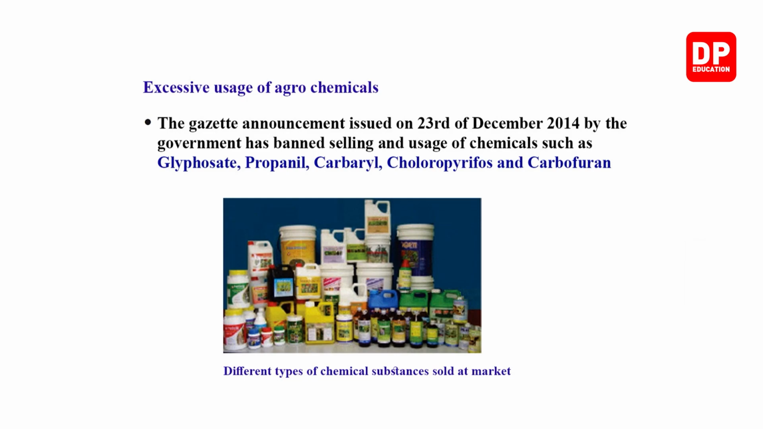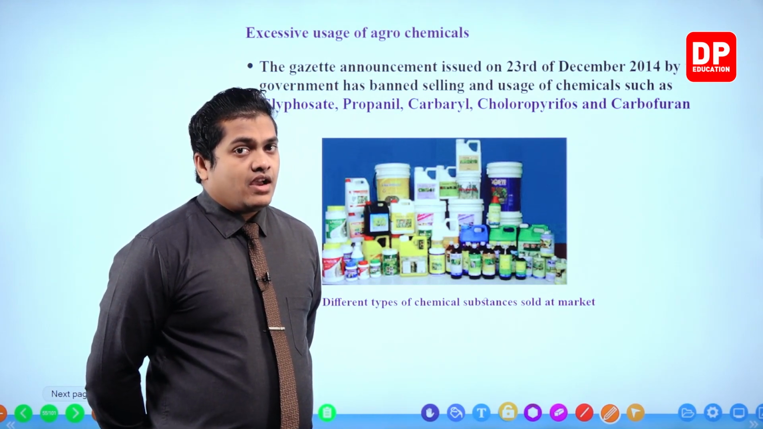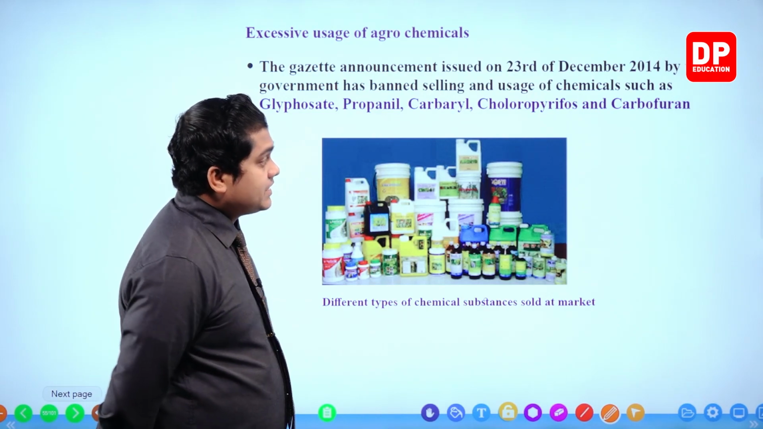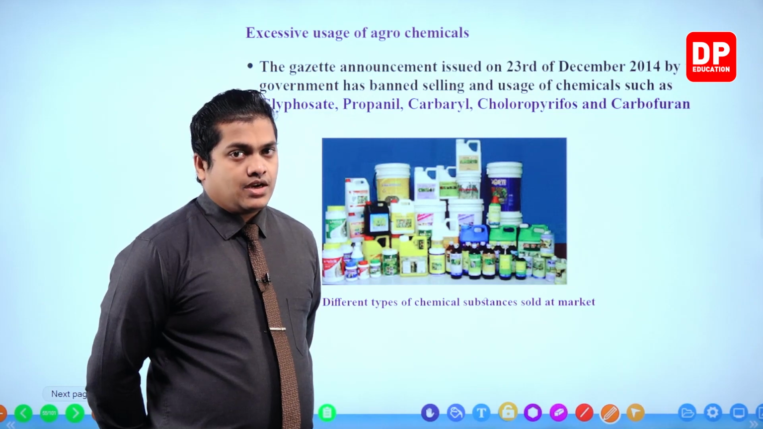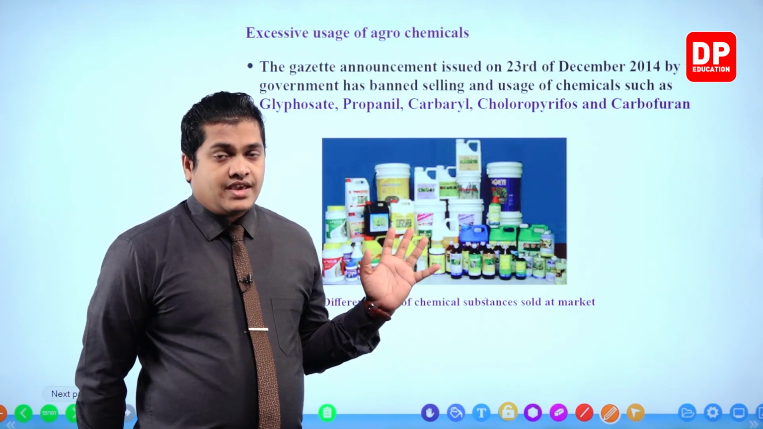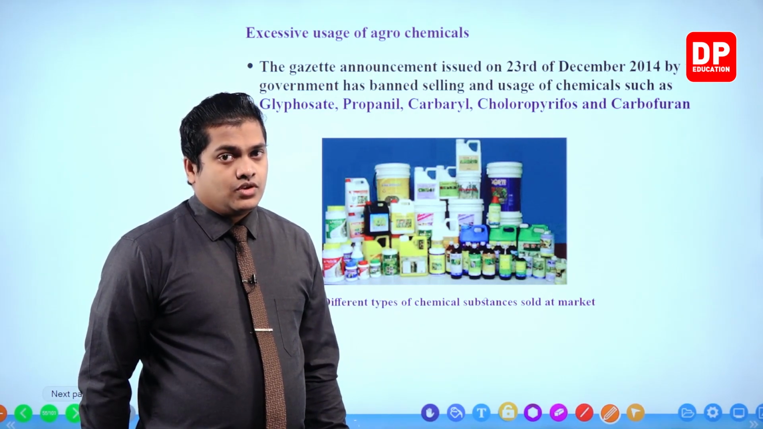These are glyphosate, a type of chemical, then propanil, then carbaryl, then chlorpyrifos, and next, carbofuran. So these chemicals have been expelled, or the selling of these chemical substances has been prohibited within Sri Lanka. This was implemented on the 23rd of December 2014. Especially, they prohibited the usage and selling of these substances.